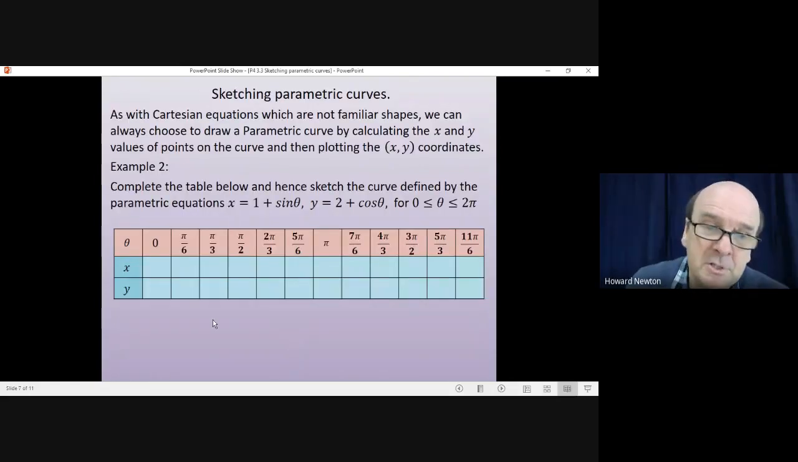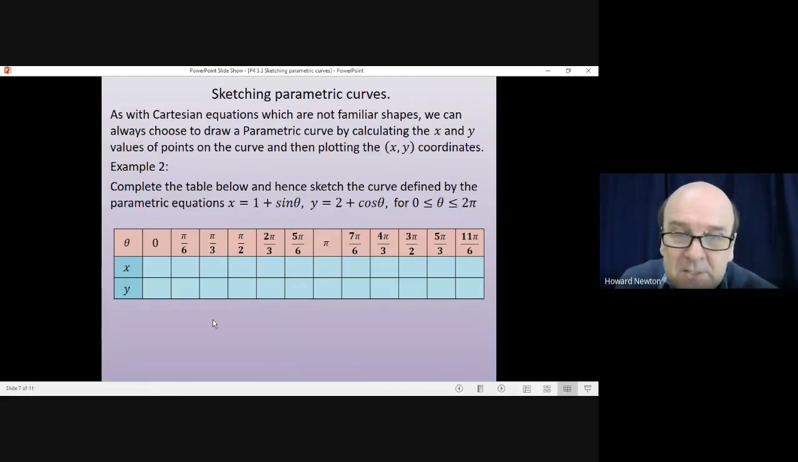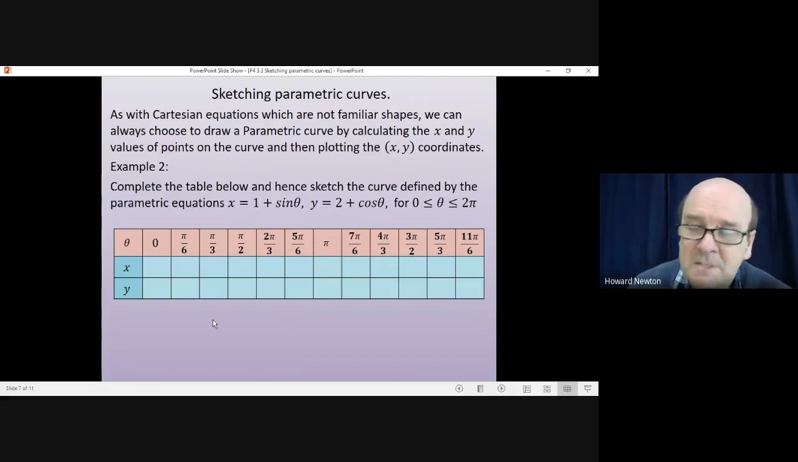Okay, example 2, exactly the same idea, just a slightly more complicated equation this time. So complete the table, hence sketch the curve, defined by the equations x equals 1 plus sine theta and y equals 2 plus cos theta, where we're taking values of theta from 0 up to 2 pi. And in particular, we're taking these values. So 0, pi by 6, pi by 3, and so on.